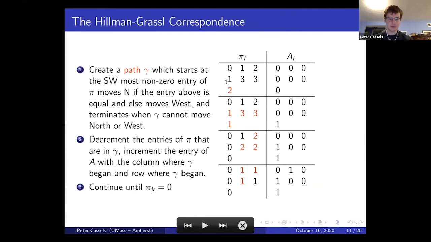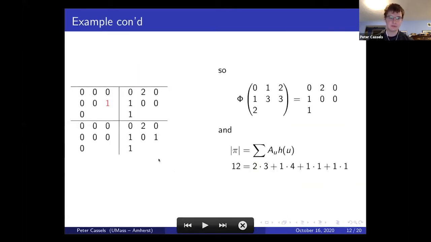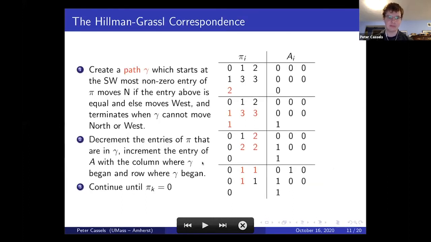Sort of with these rules. So I guess we can start with this example that starts at the southwestmost non-zero entry of pi. Of course, we're starting with pi 0 as the initial RPP, and then it will eventually end up with phi of pi, the Hillman-Grassl algorithm applied to pi. So for this example, we're starting at the southwest non-zero entry.